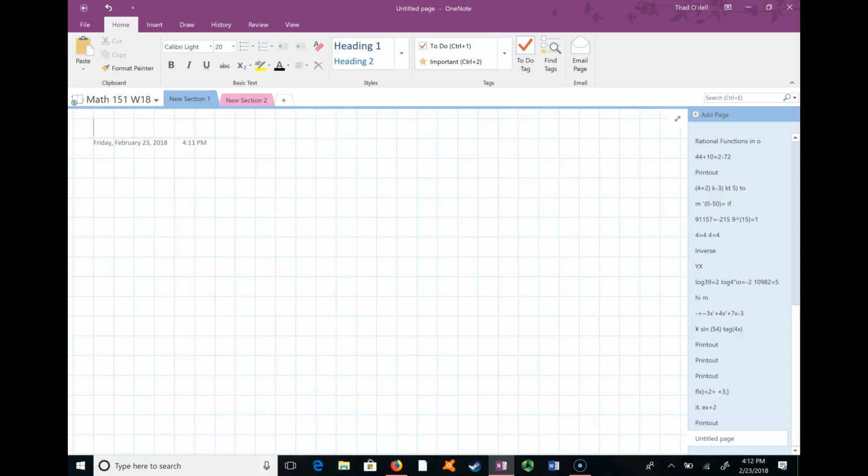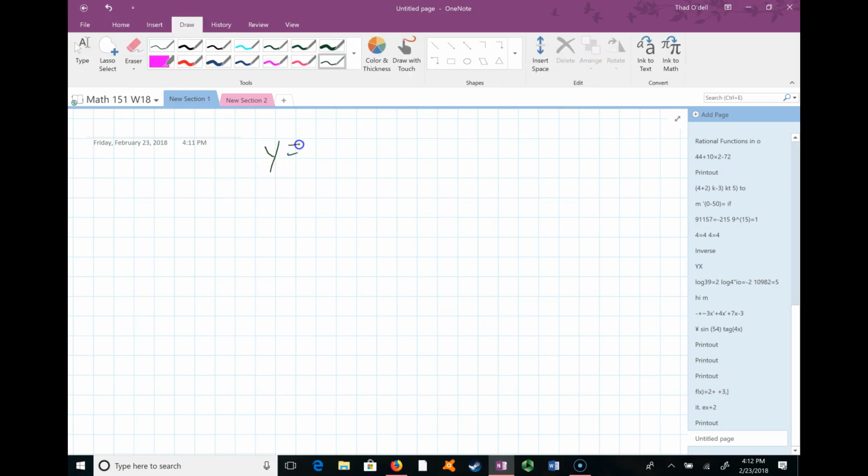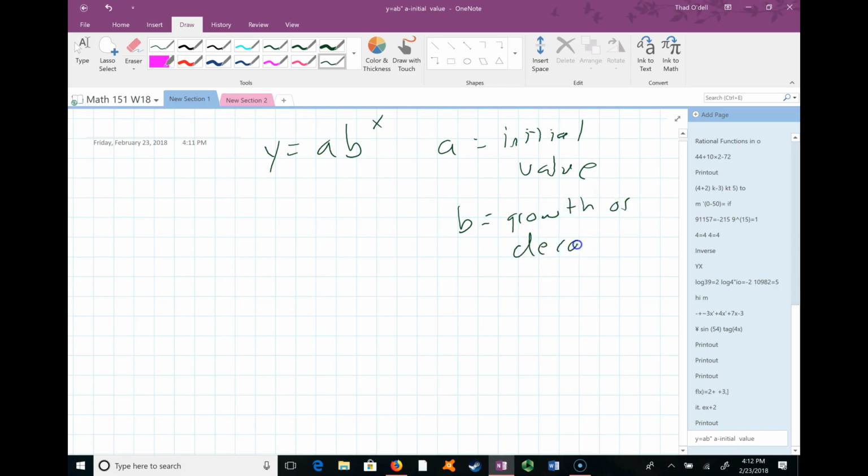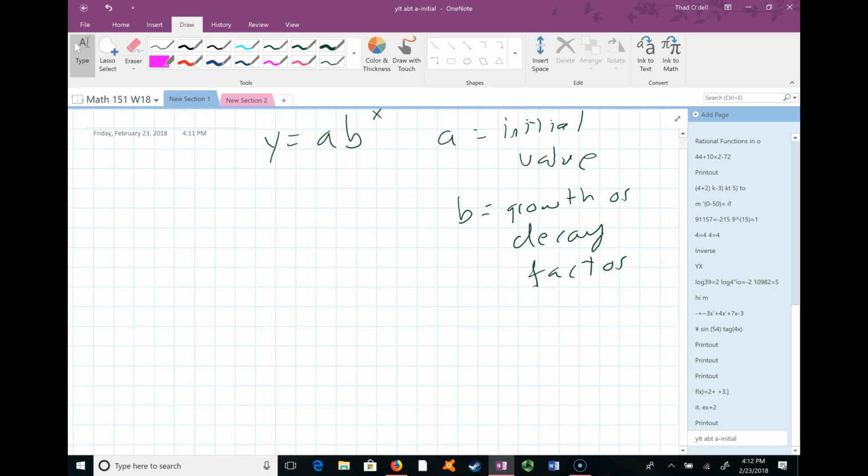So in this video I wanted to talk about the applications of exponential equations. We already talked about the idea that an exponential equation in general looks like this, where a is the initial value and b is the growth or decay factor.